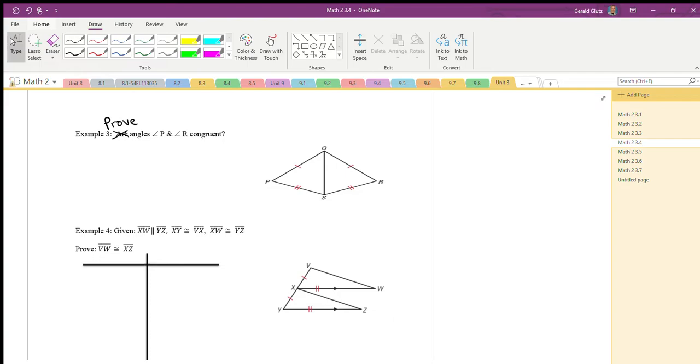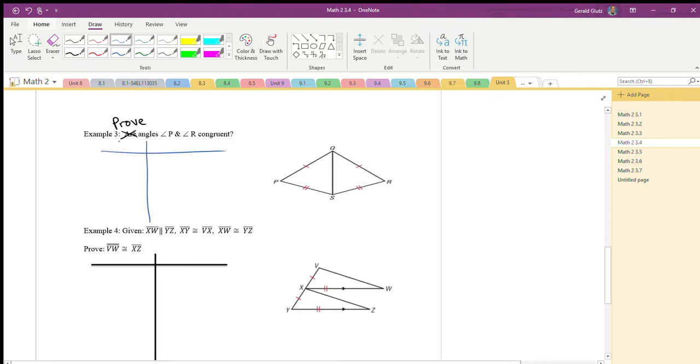So moving on to the next page. Example 3, change the R to prove. So we need to prove angle P and angle R congruent. So first thing I'm going to do is write everything I know. So number 1, I know that PQ is congruent to RQ. I know that PS is congruent to RS.